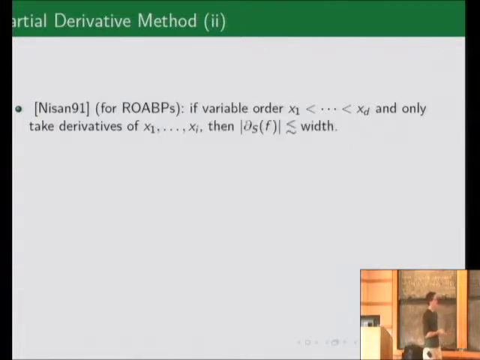And Nisan showed something, roughly, I'm kind of lying, saying that if you only take these derivatives, and f is computed by a small ABP, then the rank of the partial derivatives is lower than the width. When you say derivatives, you actually mean all derivatives, not just the first derivative. Yes, all derivatives. Right. So take all derivatives of all combinations of the left variables, and that space will be smaller than the width of the ABP computing f.